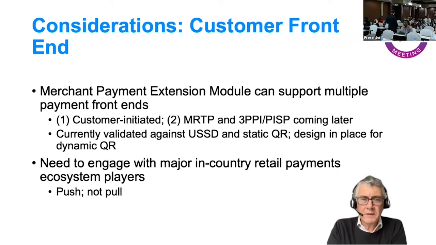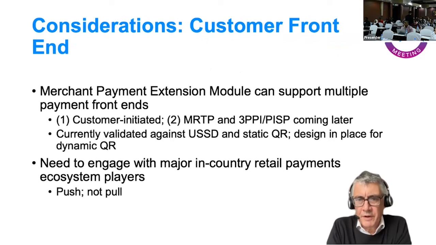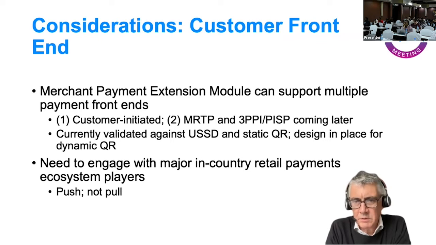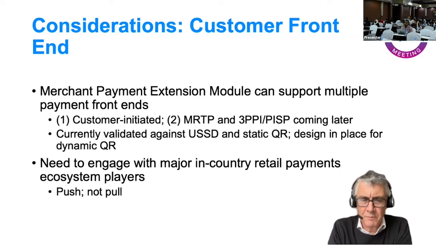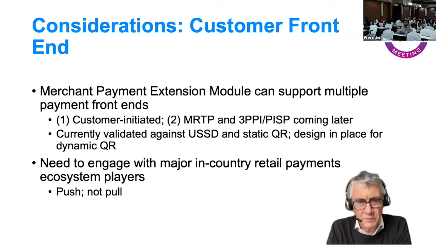On the customer front end, we can support multiple front ends. We've been looking at customer initiated, merchant request to pay, and 3PPI are on the roadmap, but later. It's currently validated against USSD and static QR. We've done the design work for dynamic QR. And we want to engage with in-country retail payments, focusing again, as I've said multiple times, on push payments, not pull.